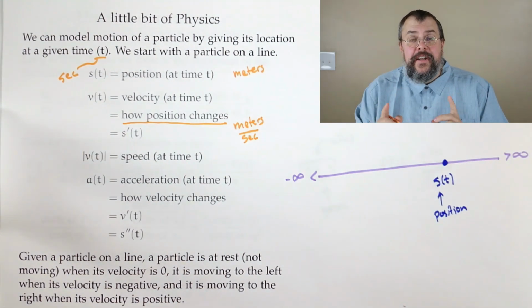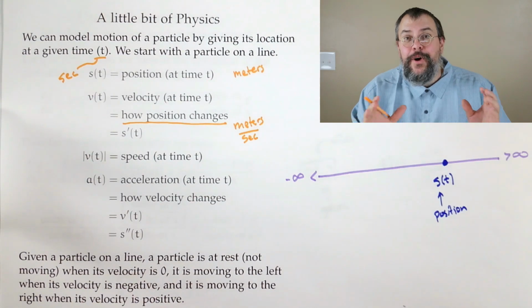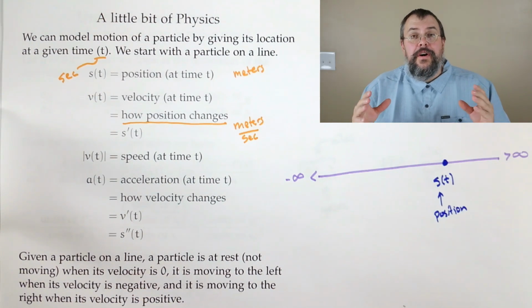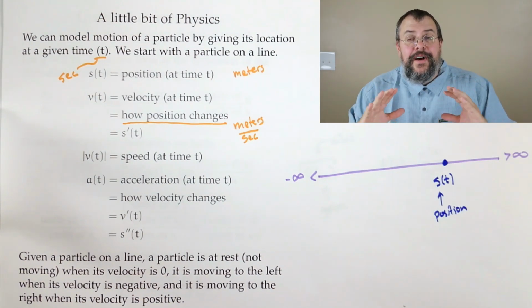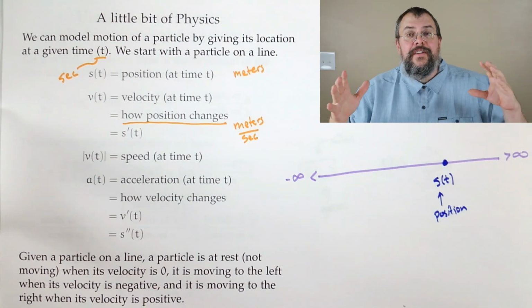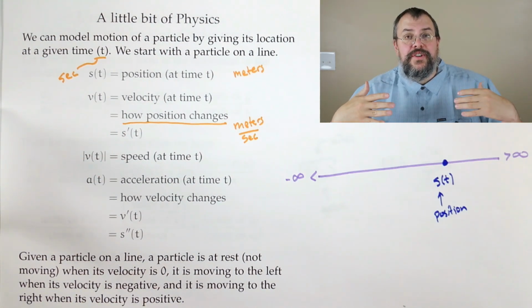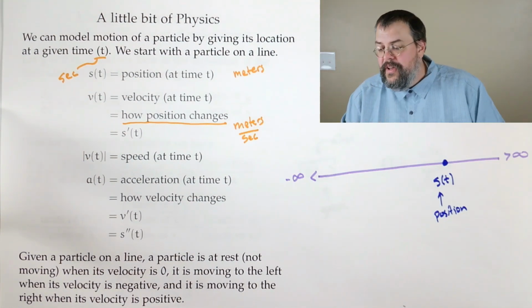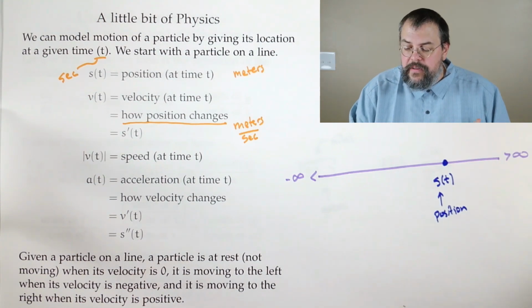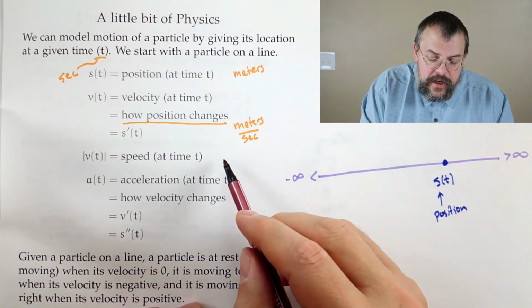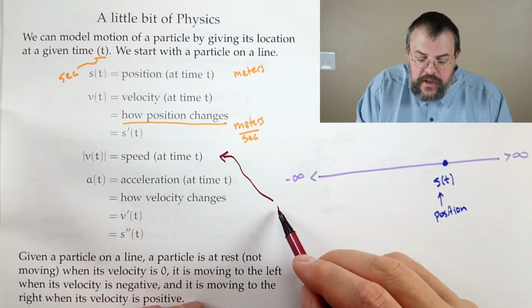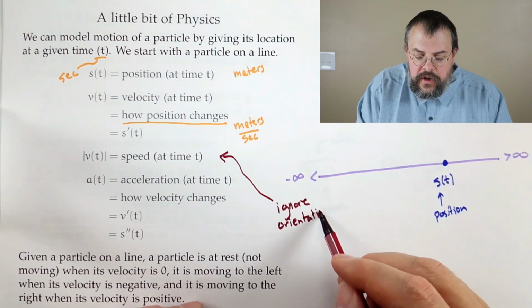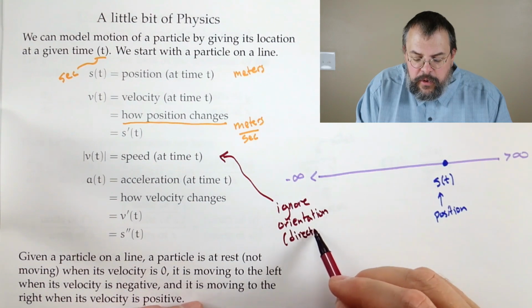Now, there's a related idea called speed. Now, what's the difference between velocity and speed? Well, speed is always a non-negative value. So in some sense, it's how quickly your position is changing, but it's ignoring which direction the change is occurring. So the difference is, in some sense, when we get speed, you ignore orientation. Or another way to say orientation is you ignore direction. And this is sort of an important thing.